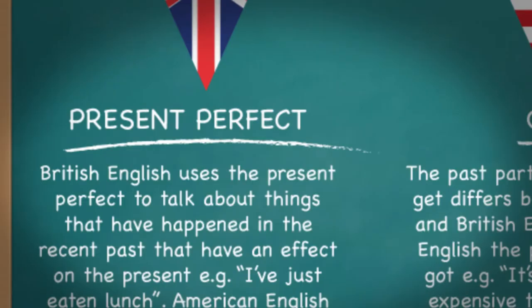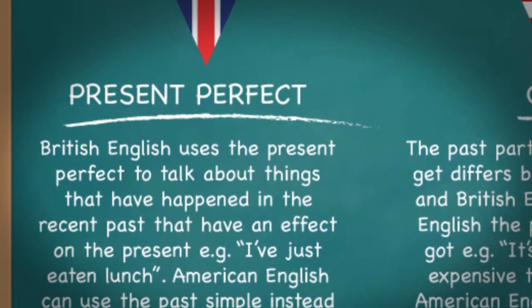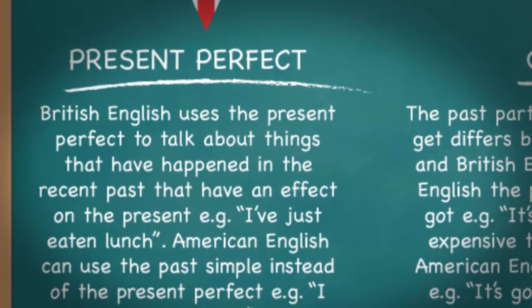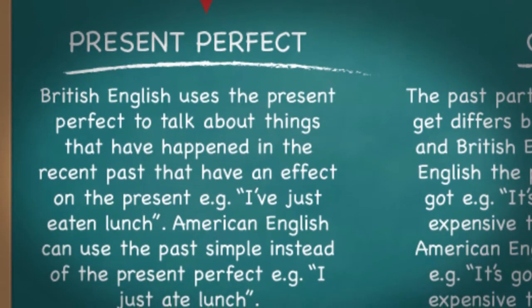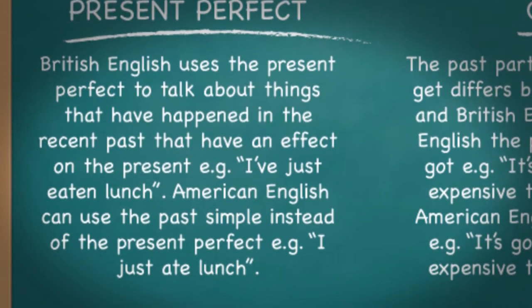Grammar. Present perfect. British English uses the present perfect to talk about things that have happened in the recent past that have an effect on the present. For example, I've just eaten lunch. American English can use the past simple instead of the present perfect. I just ate lunch.